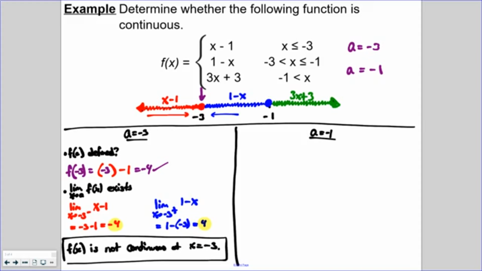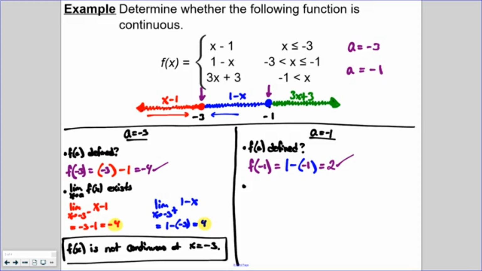Moving on to our next a value, this time a equals -1, and we'll do the three conditions again. So is f of a defined? Just like we did before, we were trying to find f of -1, so we just need to figure out which expression includes x equals -1, and we can see here that the blue guy does, and the blue function is 1 minus x. So we're going to substitute -1 into that expression, so we're going to get 1 minus -1, which is going to give us 2. So our first condition, satisfied.